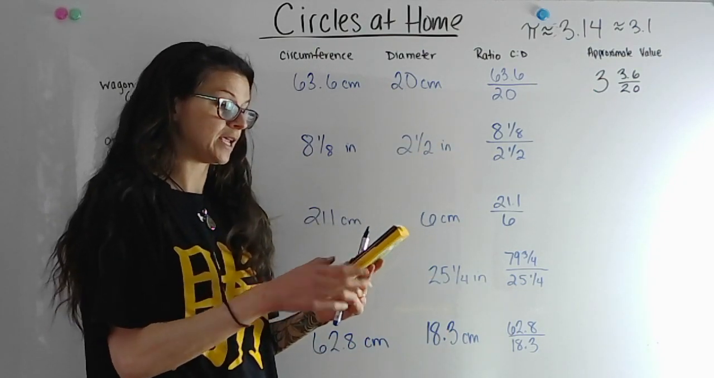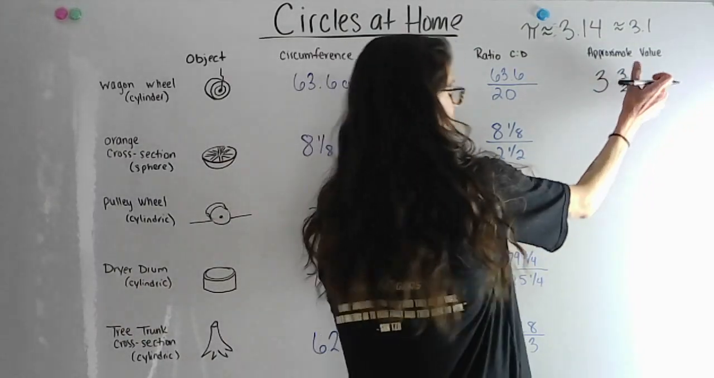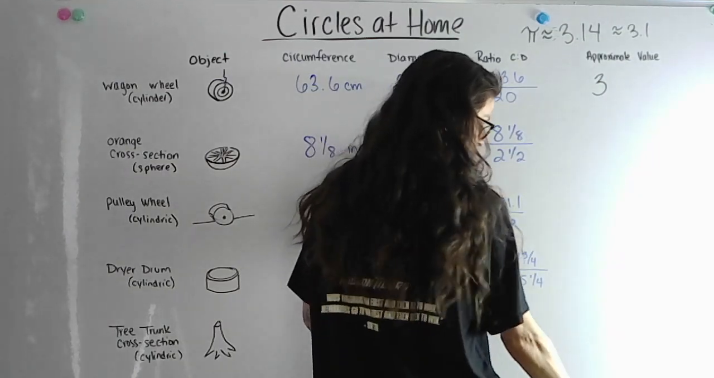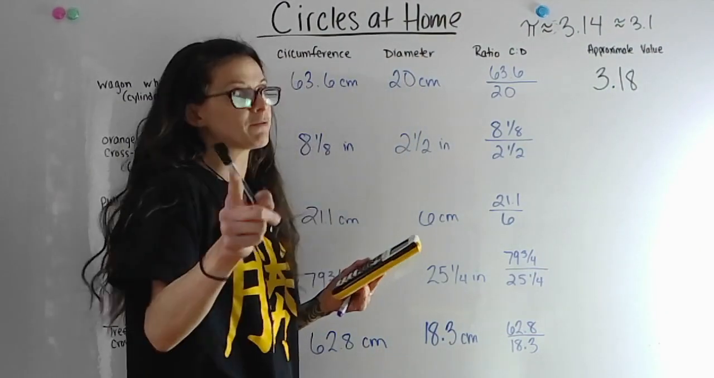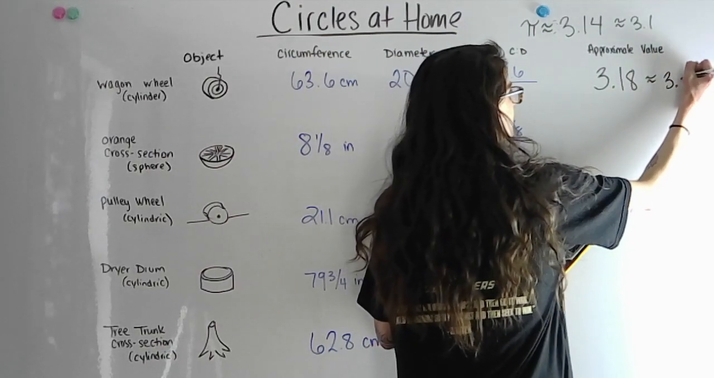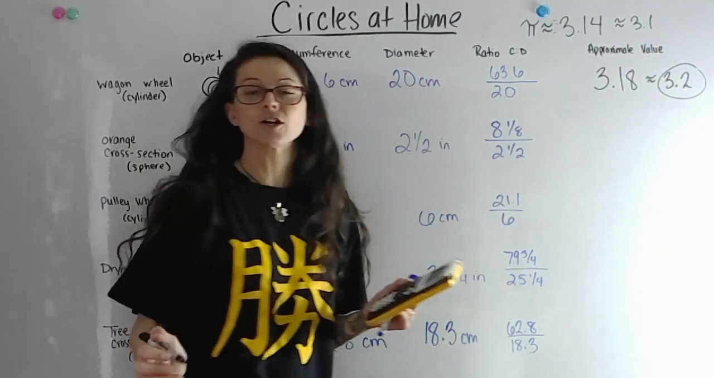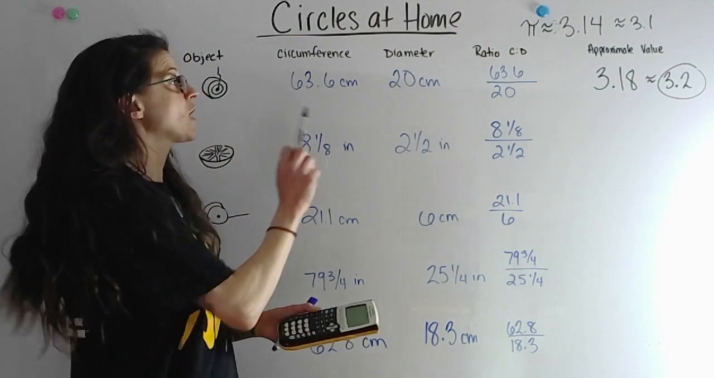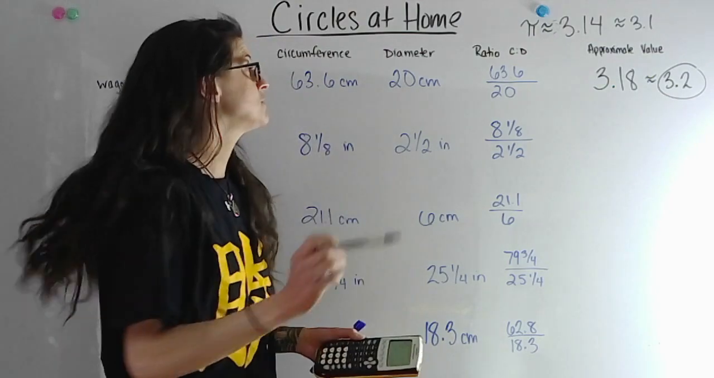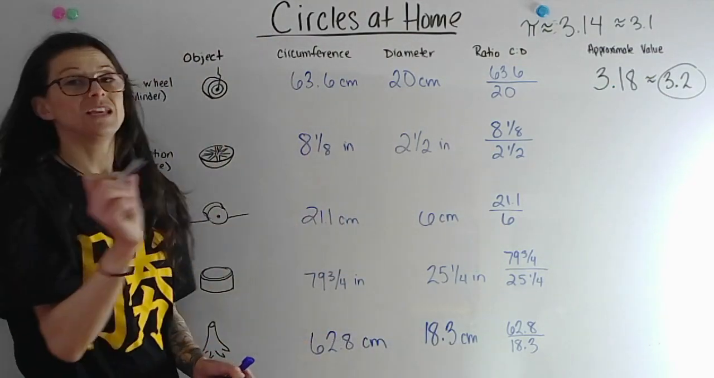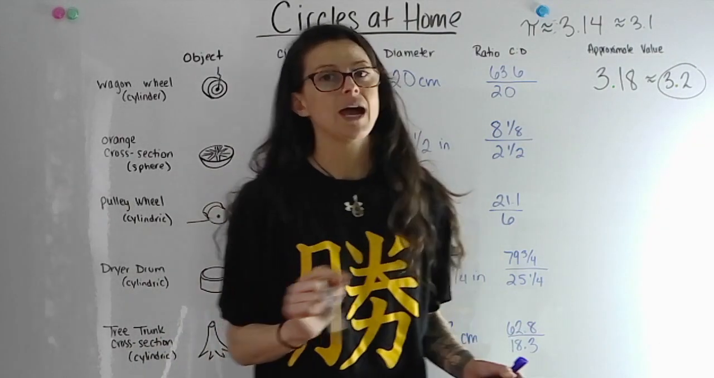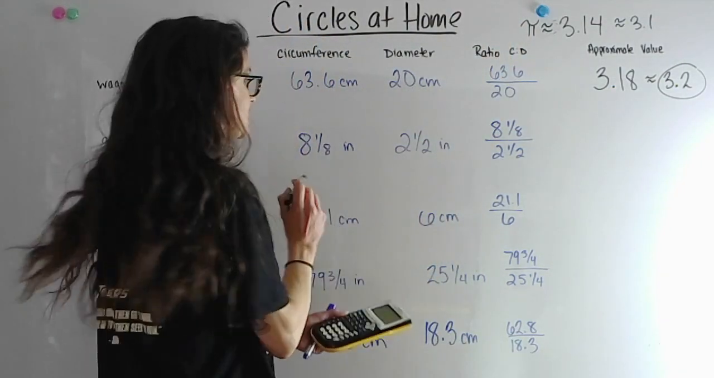3.6 divided by 20 is 1800ths. So really right here I have 3 and 1800ths, but remember I'm rounding to the tenths place. So this is going to go ahead and round up to 3.2. So my first ratio of circumference to diameter has an approximate value of 3 and 2/10, meaning that for my wagon wheel, it seems like the diameter wraps around the circumference 3.2 times. Pretty close to pi. All right, let's keep going.